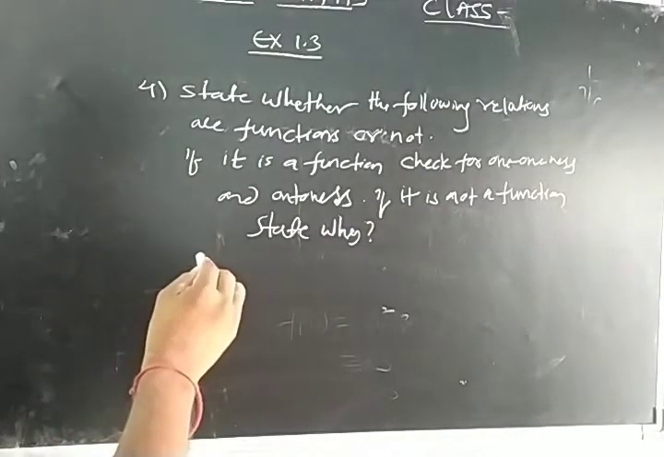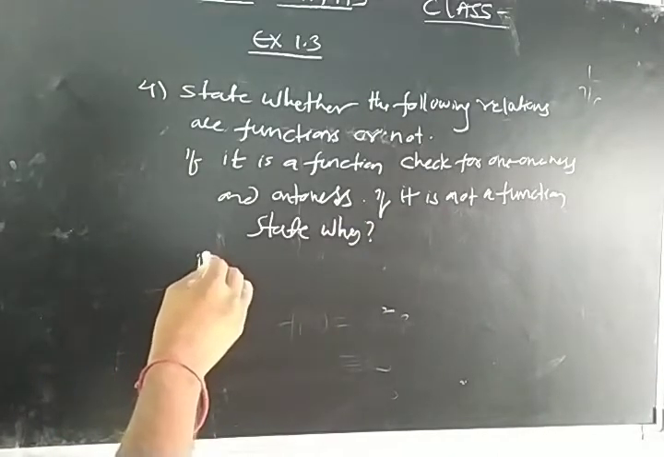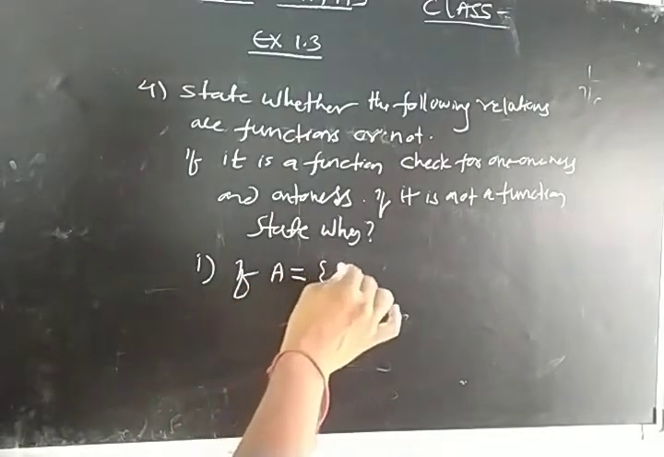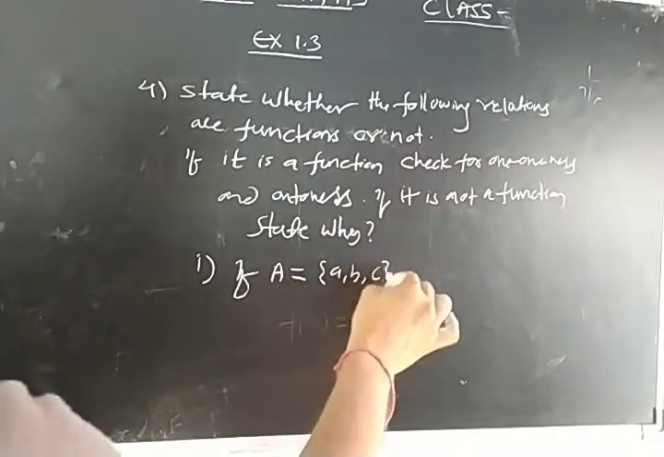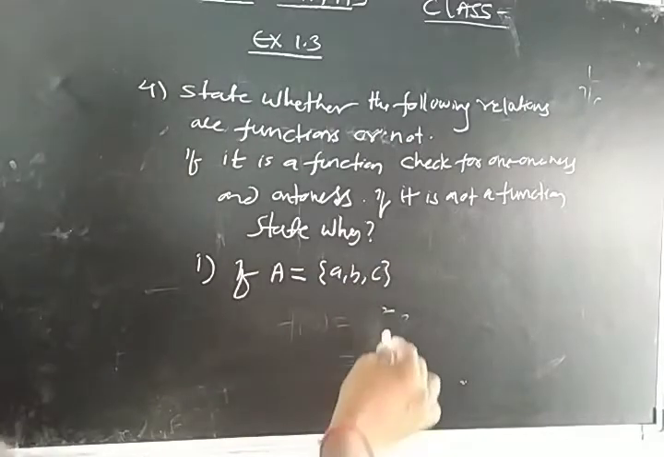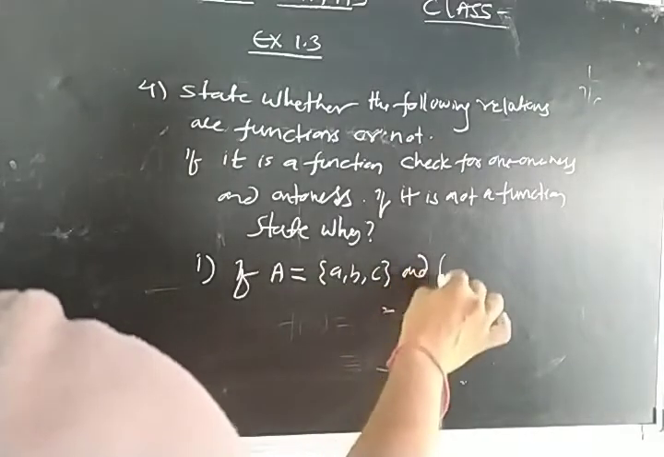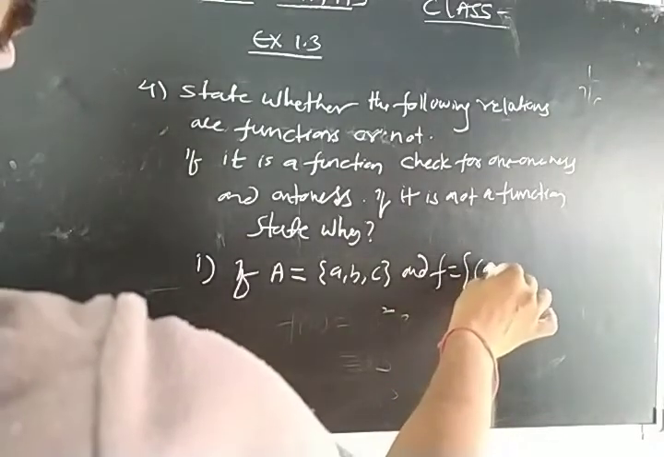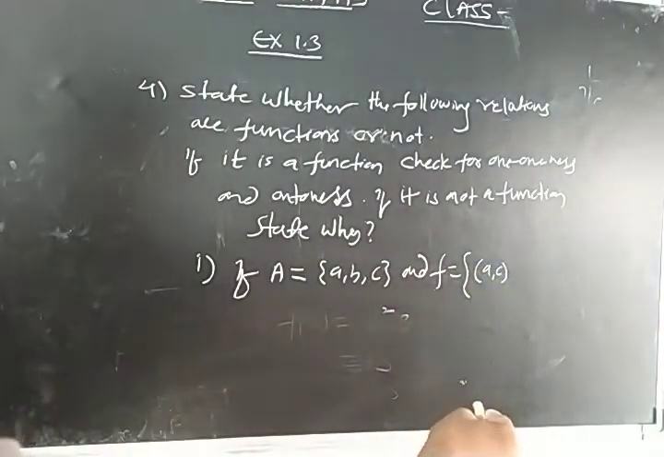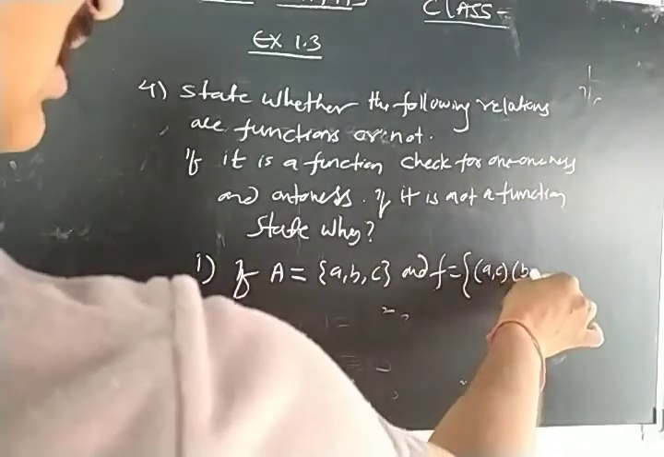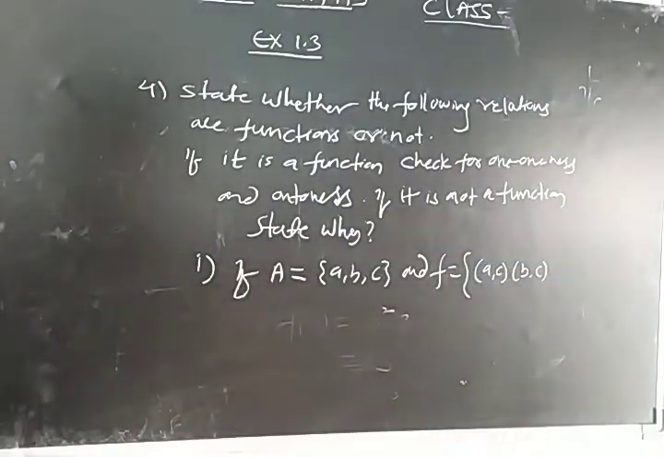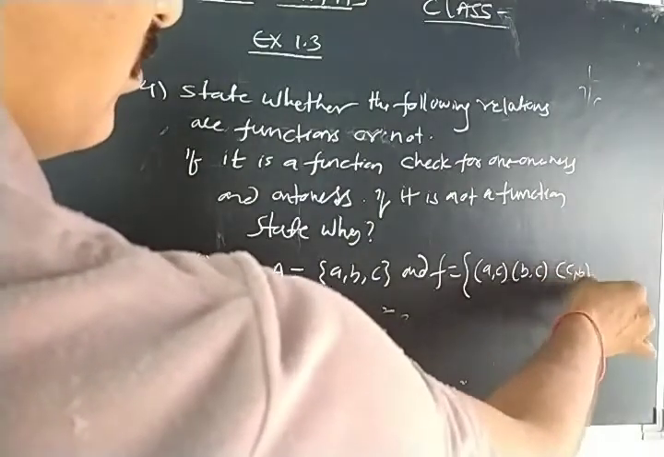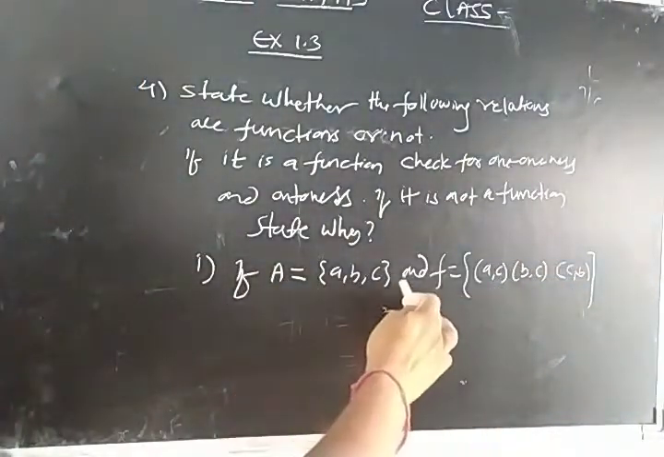So the given relations are, first one, if capital A is equal to {a, b, c}, capital A having 3 elements a, b, c, and the relation defined on A as (a, c), (b, c), (c, b). F is defined from A to A.